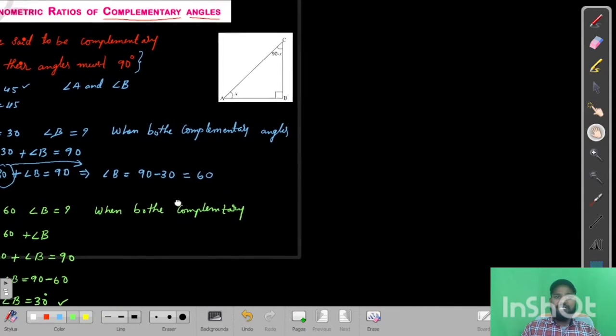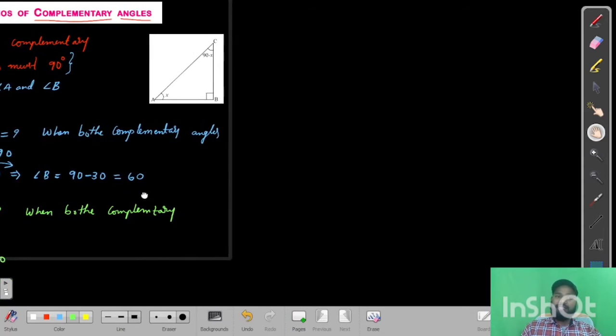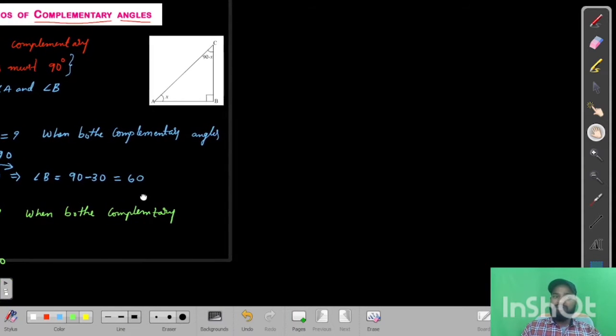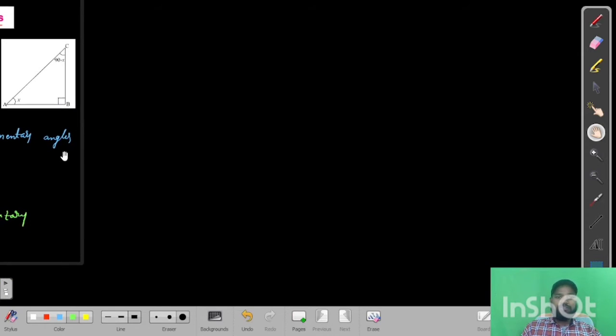Our main agenda is to find the trigonometric ratios of complementary angles. Okay. See now. So trigonometric ratios of complementary angles we need to find, right? So here what is the triangle given here? Triangle ABC is given. Okay. So now write trigonometric ratios for this.